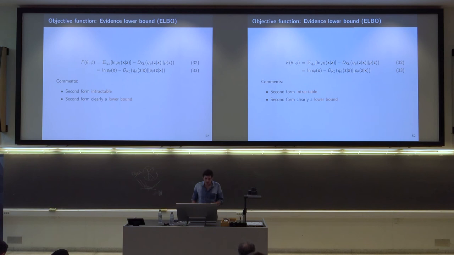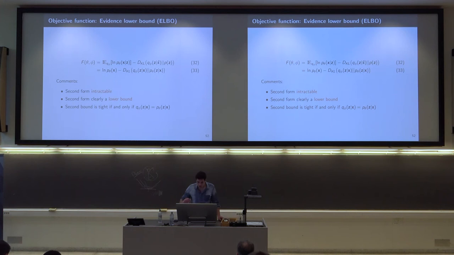Okay. So the second form is intractable. It's in some sense more interpretable. First of all, it's obviously a lower bound in this form because the right term is always positive. And now we can comment on the tightness. Here, we're trying to maximize. This quantity is independent of phi. So in this case, the optimal thing to do to maximize this quantity is to put this term here to zero.